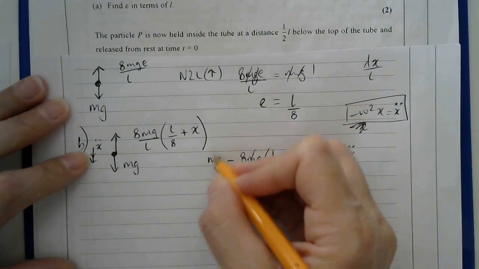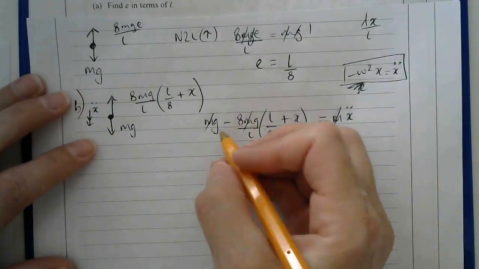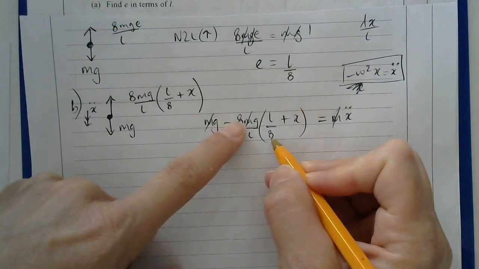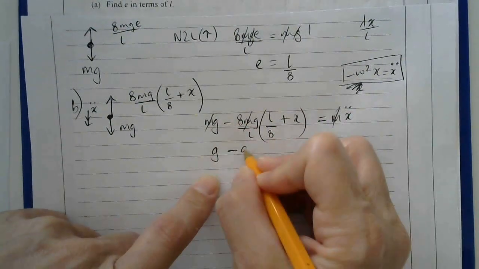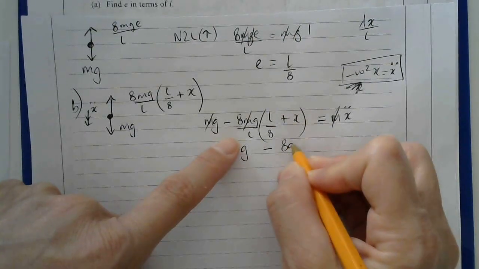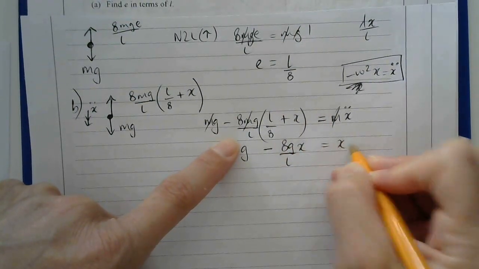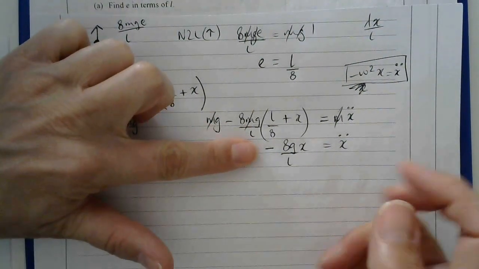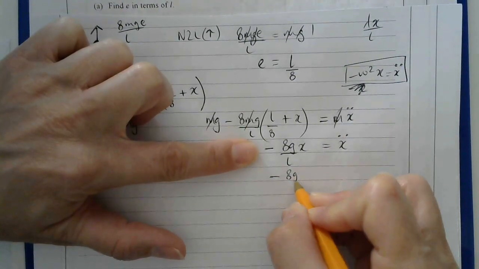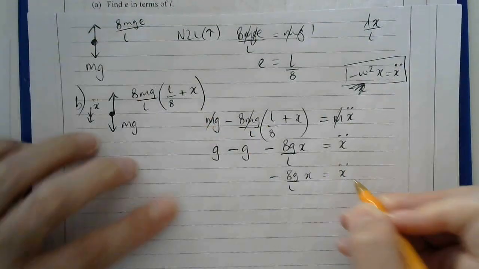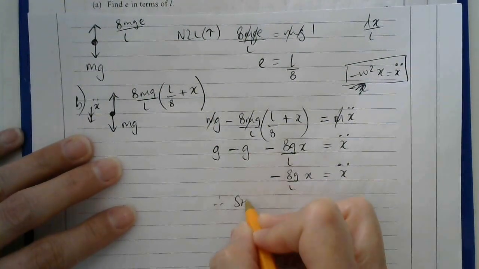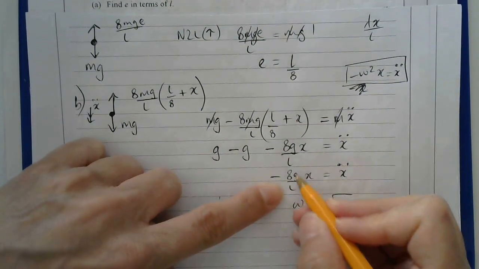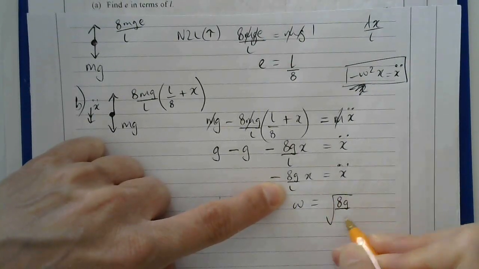Okay, I can divide everything by m, and then let's see what I get. So here I end up with g. Multiplying this out, the 8's cancel, the L's cancel, so I'm left with minus g, and then I get minus 8g over L x equals x double dot. Okay, so you'll see that these two bits cancel out with each other, but that just makes 0. So here I get minus 8g over L x is x double dot, which proves that there is simple harmonic motion because it's in this form, and omega will be the square root of whatever this thing says, 8g over L.